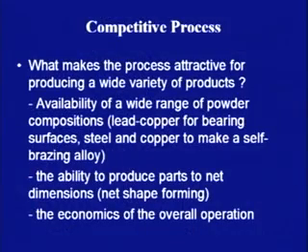Tailoring our raw material means we can blend different types of metal powders depending upon the requirements of the final product. Just to give you some examples, lead and copper for bearing surfaces, and steel and copper can be blended to make a self brazing type of alloy. So the first important point which gives a very good competitive advantage to powder metallurgy as a manufacturing process is the availability of a wide range of powder combinations. Then the second point is the ability to produce parts to net dimensions. This is another important aspect of manufacturing, that is net shape forming.